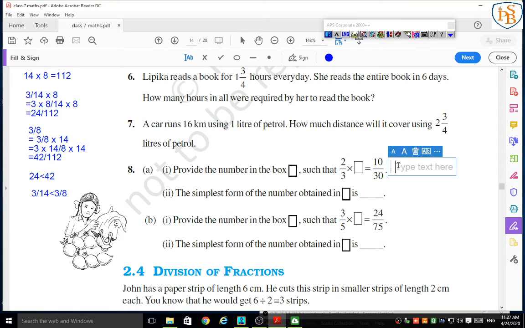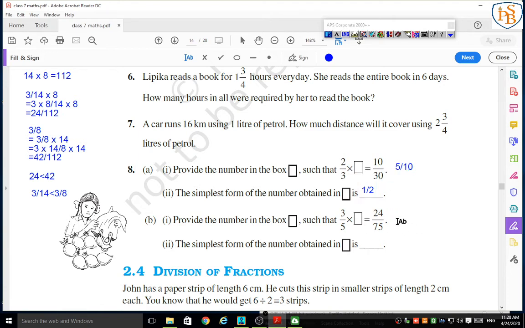Absolutely correct, by multiplying by 5. And how can we convert this 3 into 30? Correct, by multiplying by 10. So this box consists of 5 upon 10. But the reduced form of 5 upon 10 is 1 upon 2, because 5 2s are 10. So we have to write only 1 upon 2.